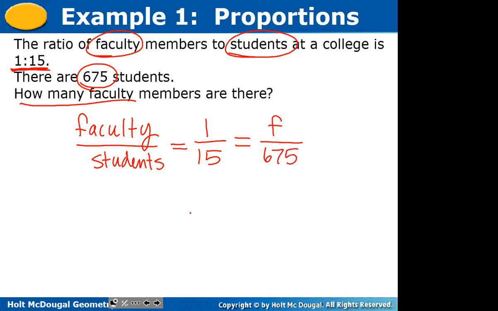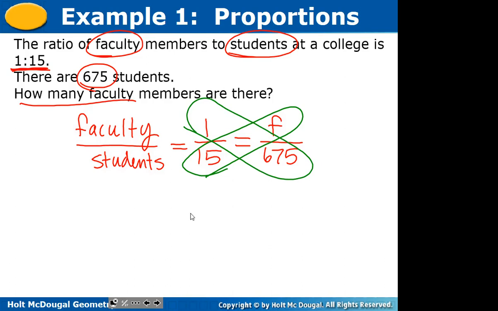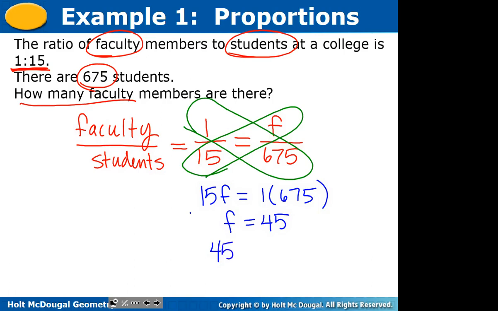So in this problem, the way we do this again is we cross multiply. Some of y'all learned this as the butterfly method. That's what this is right here. So we're going to cross multiply: 15F equals 1 times 675. Then we're going to divide both sides by 15, and 15 goes into 675 45 times. So we have 45 faculty members if we have 675 students.